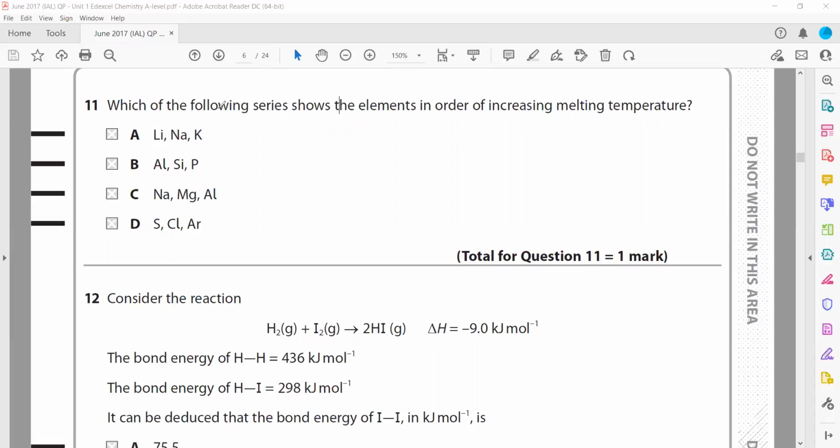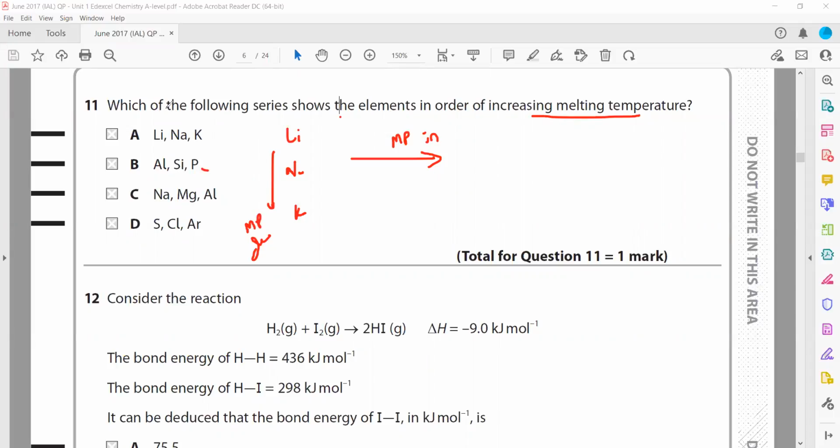Question 11. Which of the following series shows the elements in order of increasing melting point? When we move across the period, the melting point increases for the first four elements and then starts to decrease. As we go down the group, the melting point decreases because the size of the positive ion is larger, so weaker attraction, and the melting point will be smaller for metals.